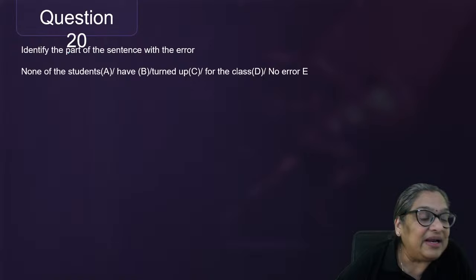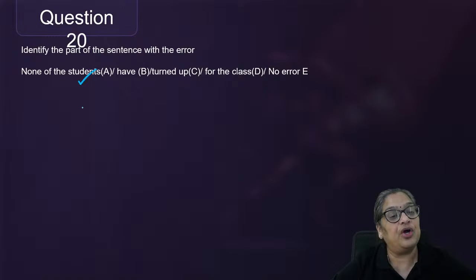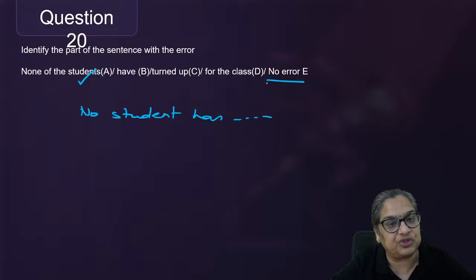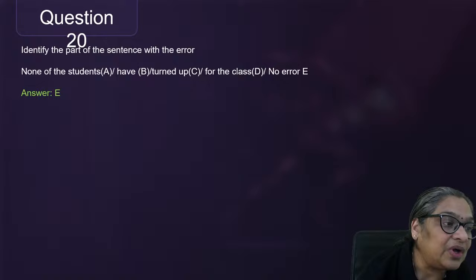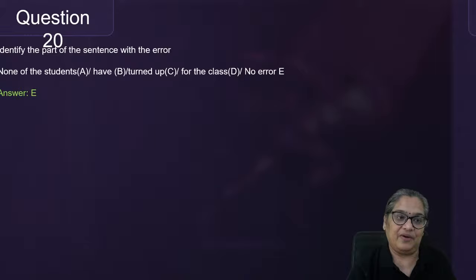None of the student nahi hoga. None of the students is correct. No student has turned up for the class. None of the students is correct, so there is no error. All right. No student has, none of the students have. All right. No. S has to be there. Students, none of the students. All right. Okay.